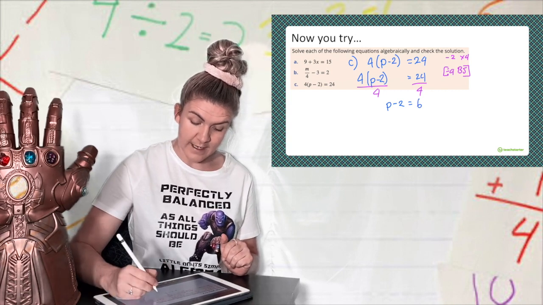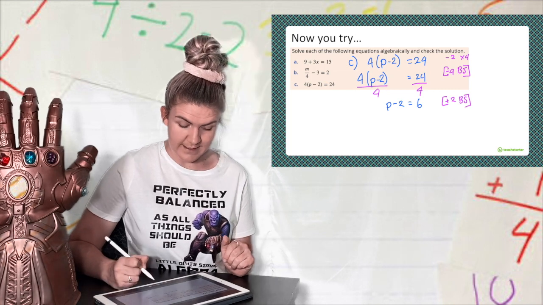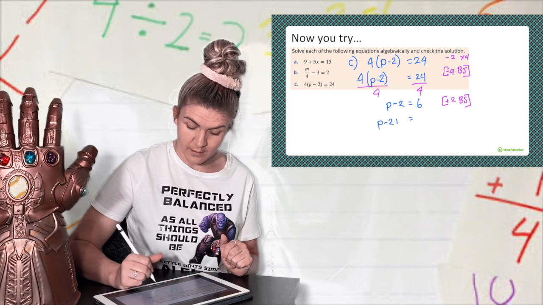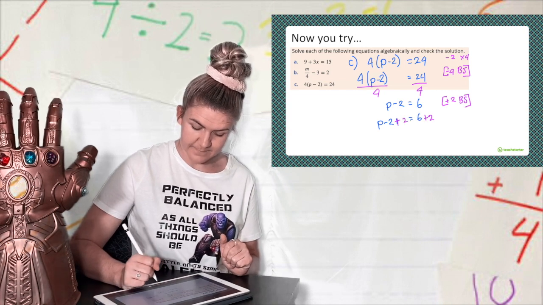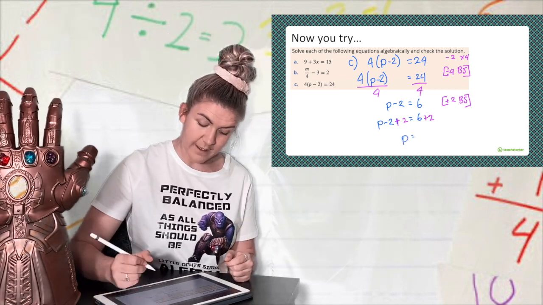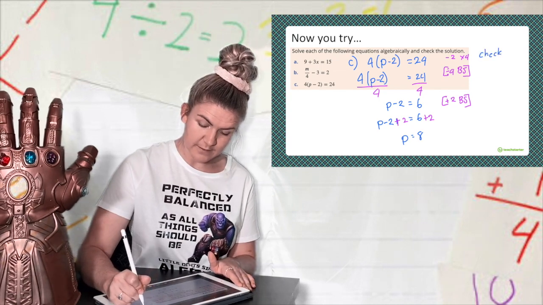Now I've got to undo the action of take 2. So I'm going to add 2 on both sides. Write out my equation. P take 2. And I'm going to plus 2 on both sides. Take 2 plus 2 cancel. I'm left with p. 6 plus 2 equals 8. I think it equals 8.